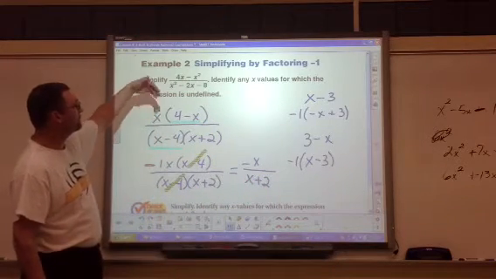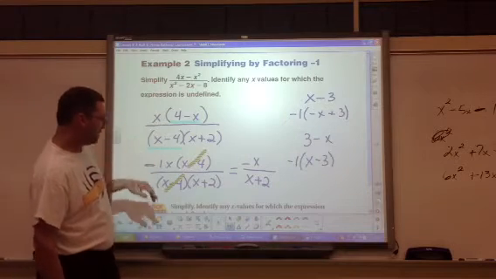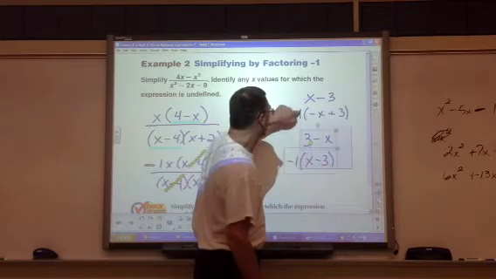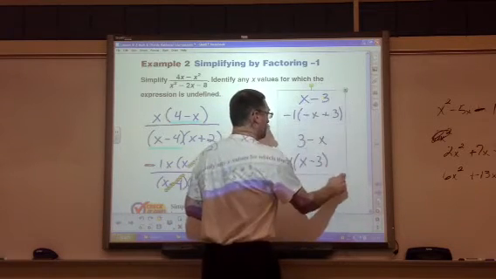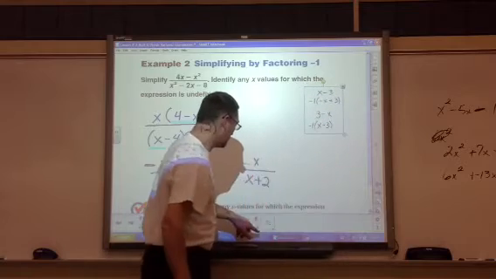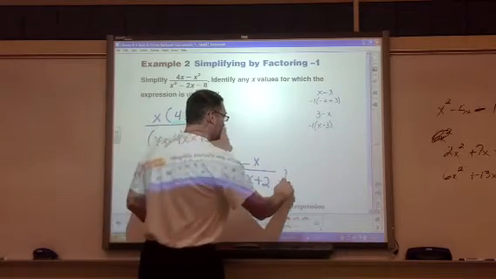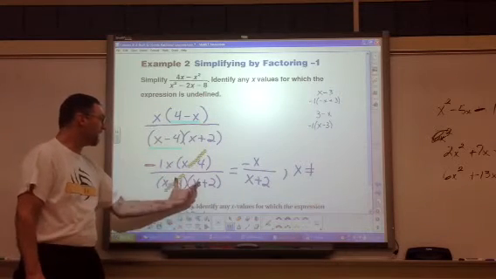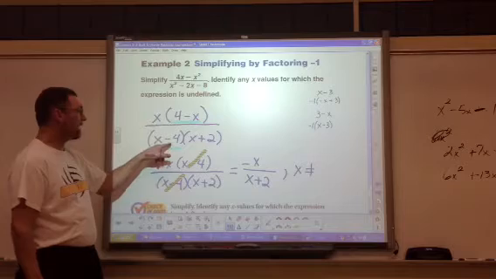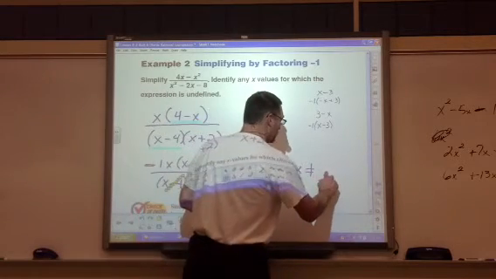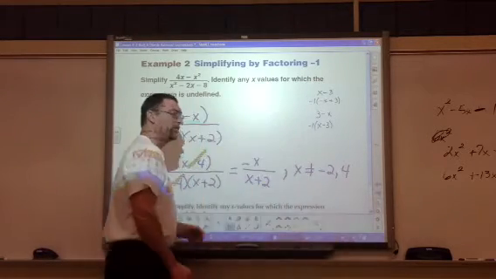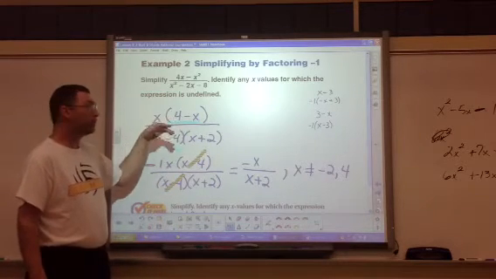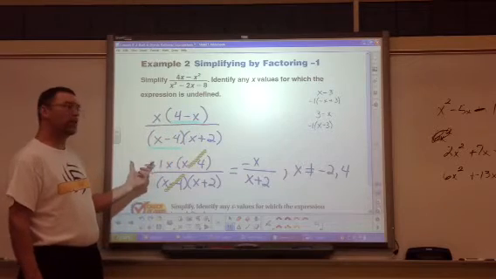And once again, they want us to identify where it's undefined. So I identify where it's undefined, and so x cannot equal, and once again I go back to the original factoring I did up here, so x cannot equal 4 or -2, or -2 and 4. So when you end up with factors that look similar, but they're opposites, then we're going to factor out a -1.